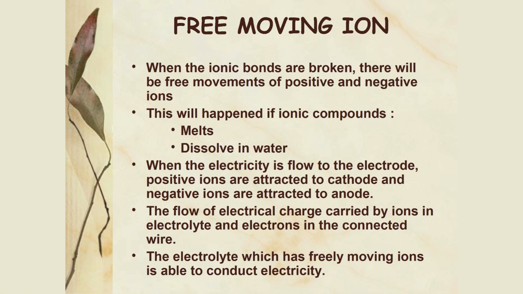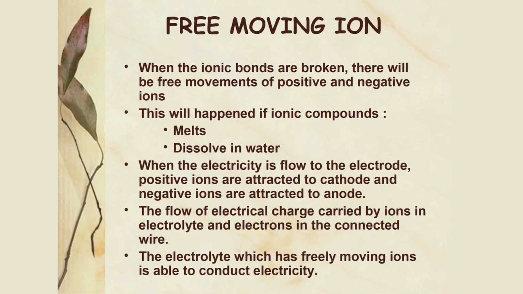The secret: freely moving ions. So what is the secret behind an electrolyte's ability to conduct? It all comes down to freely moving ions. When the ionic bonds in a compound are broken, either by melting or by dissolving in water, positive and negative ions are released and can move freely. When electricity flows to the electrodes, positive ions called cations are attracted to the cathode, and negative ions called anions are attracted to the anode. The flow of electrical charge is carried by these ions within the electrolyte and by electrons in the connected wire. This is why an electrolyte with freely moving ions is able to conduct electricity.